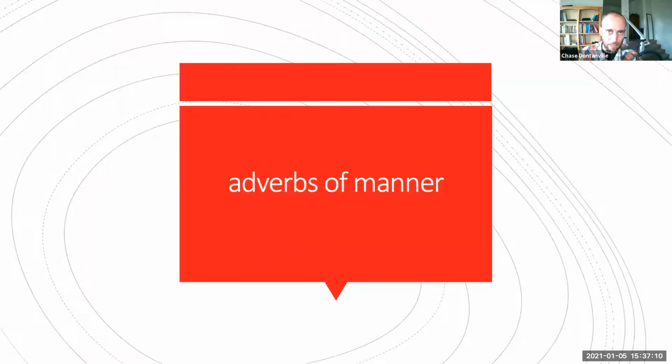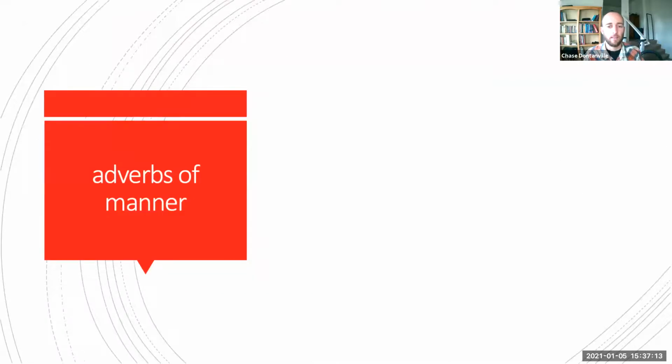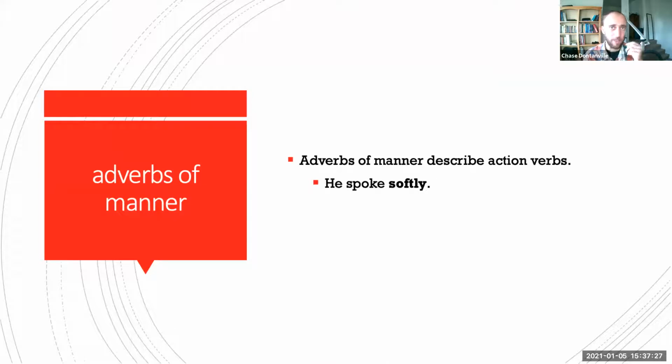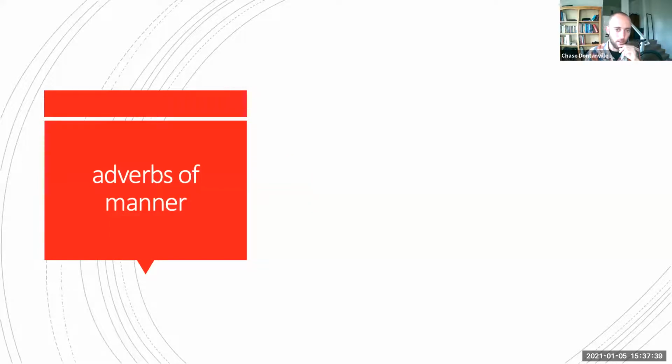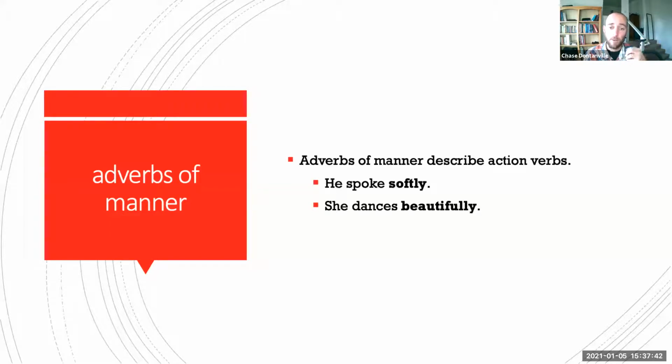First, adverbs of manner. Adverbs of manner describe action verbs. Remember, adjectives describe nouns, adverbs describe verbs. In this case, action verbs. So he spoke softly. Softly tells us how he spoke. She dances beautifully. Beautifully tells us how she dances. Okay? So we can say he spoke, we can say she dances, but to give more information, we can add an adverb of manner to tell us how they do these things.